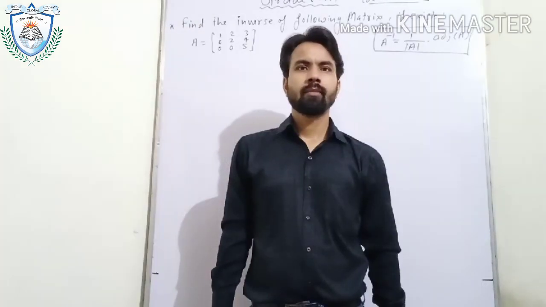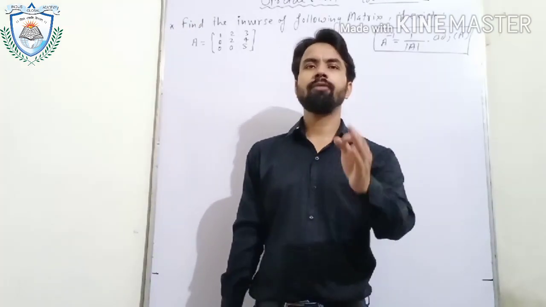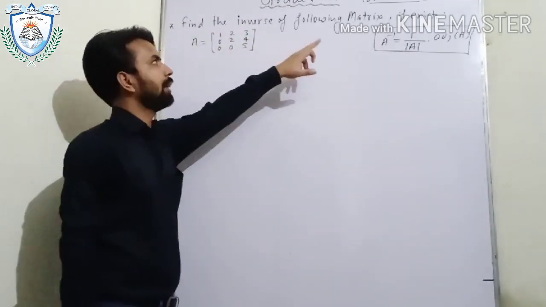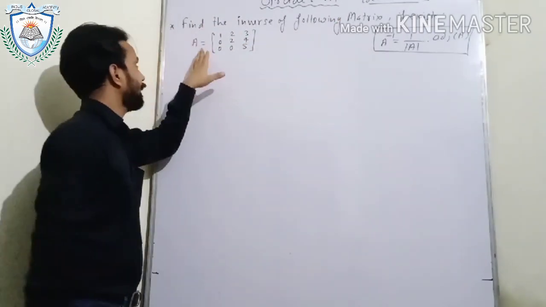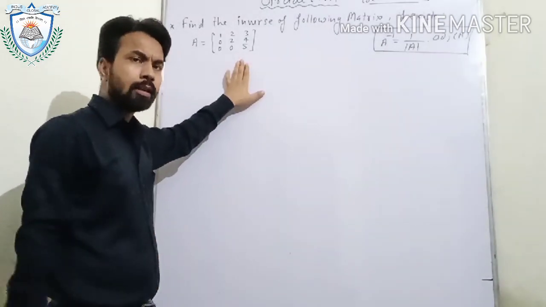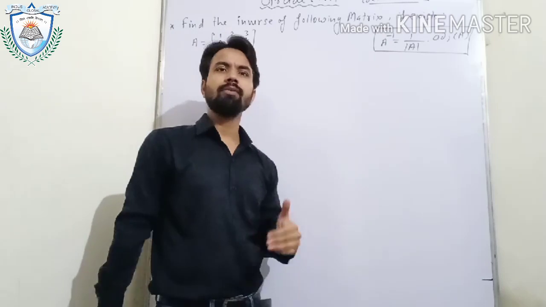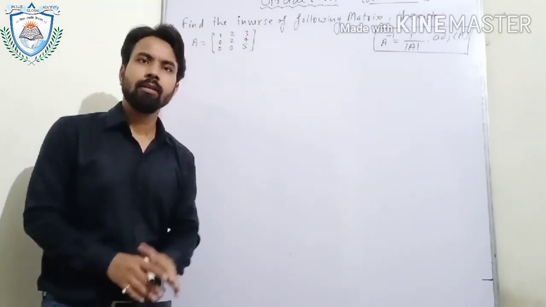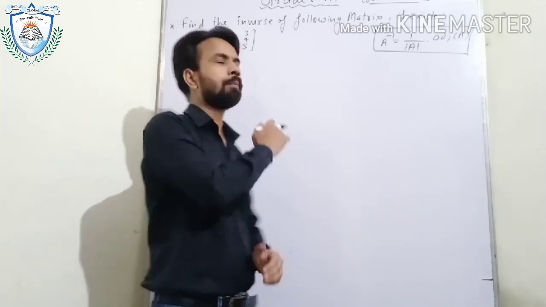Good. Okay students, let's take one more question. Find the inverse of the following matrix if it exists. Matrix is given. Now the order of the matrix is 3 by 3. So first of all we will have to check whether the inverse will exist or not. So how can we check? We will have to find the value of determinant of A.